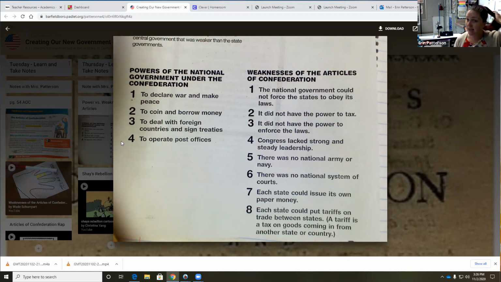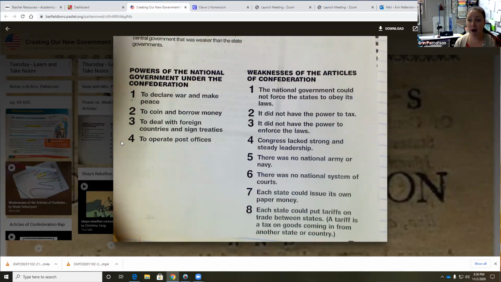All right, number 2, to coin and borrow money. To coin means to make money. They can make money. That means they can make the paper money. Just like this. Here I go. I'm going to make paper money. Oh, look, I have paper money. Oh, this is worth at least $1 million. Oh, there's another $1 million. And this one's worth another $1 million. All right, what are some problems that you see with that?